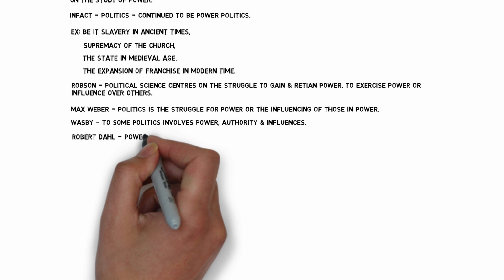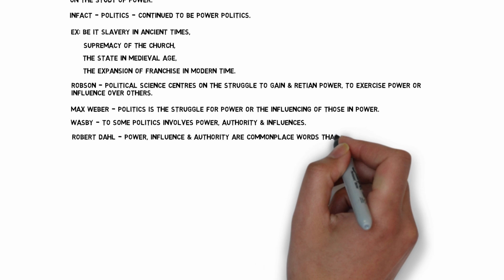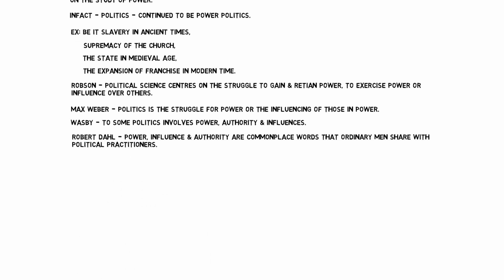And moving on to the last scholar, Robert Dahl. In his famous work Modern Political Analysis, he has written that power, influence, and authority are commonplace words that ordinary men share with political practitioners and political theorists. And therefore he says power has different manifestations. For some it might be the power to govern, for some the power of the purse, for some political power, spiritual power, economic power, national power, judicial power, or presidential power. These are the different forms of power, authority, as well as influence, which dominate the modern view of political science.